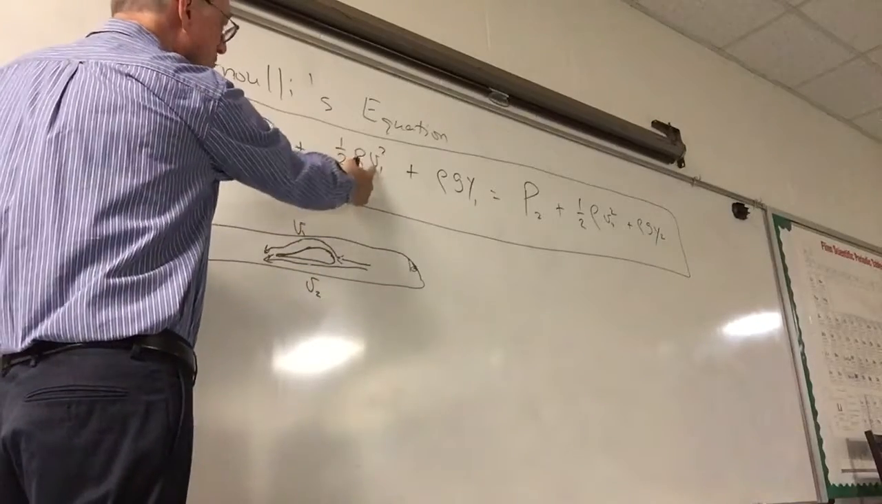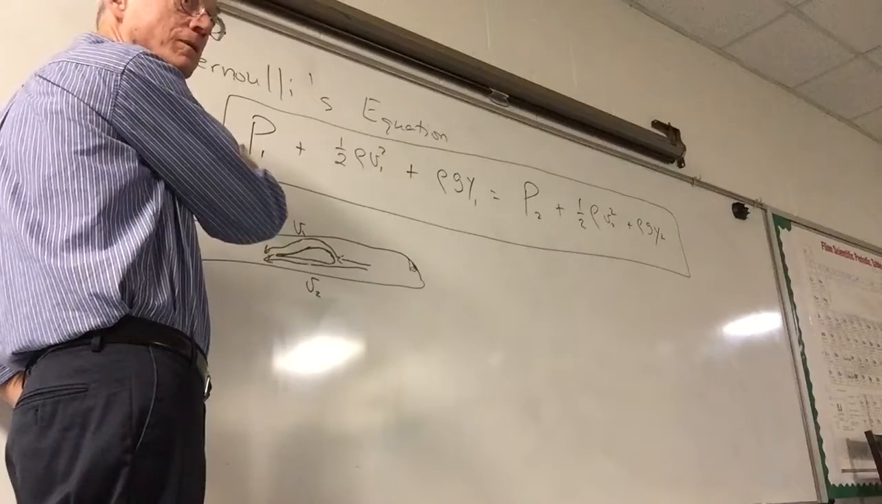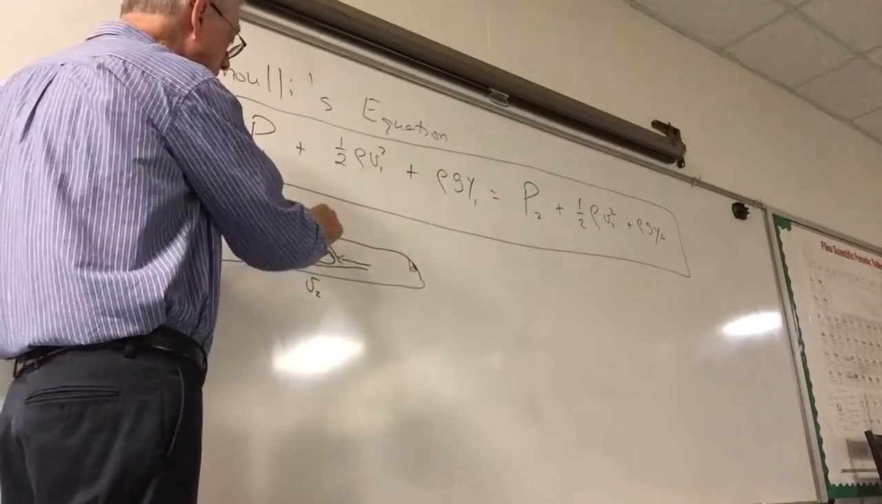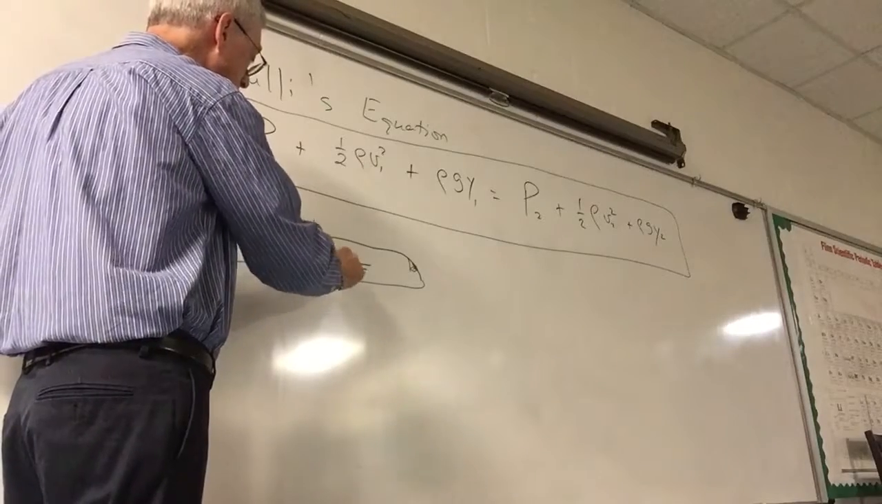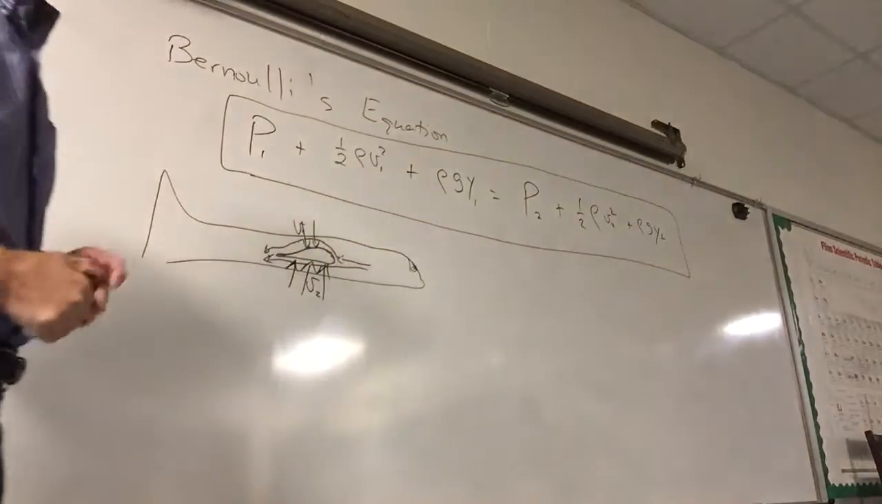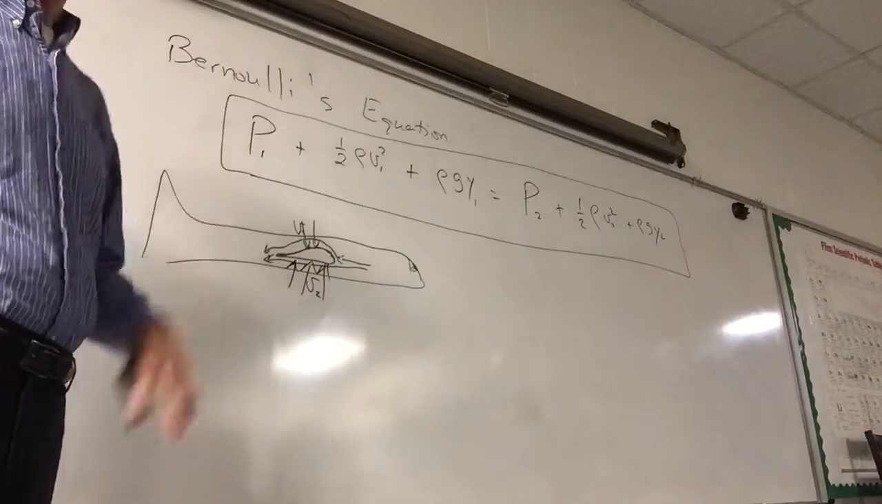So if the velocity is greater, the pressure has to be what? Lower. So the pressure above the wing is less than the air pressure below the wing. That's what gives the plane lift. That's why the plane goes up.